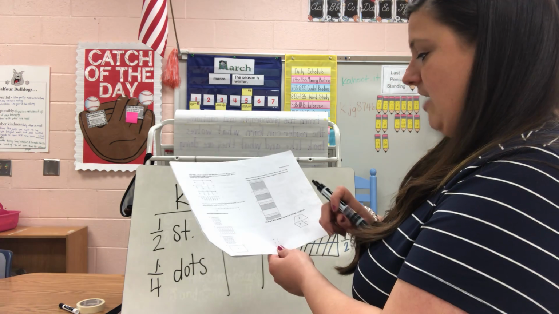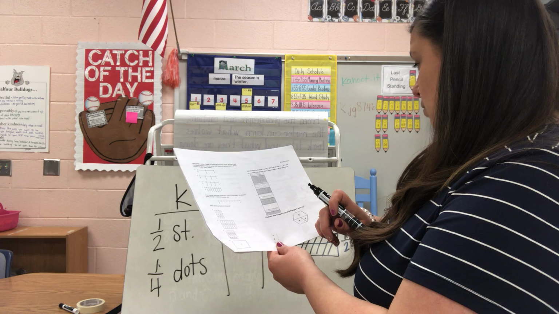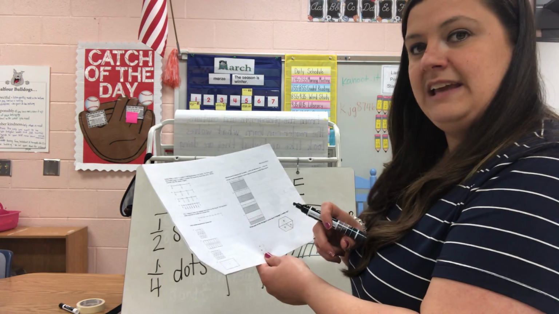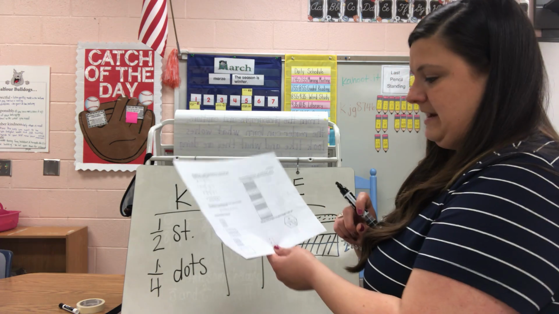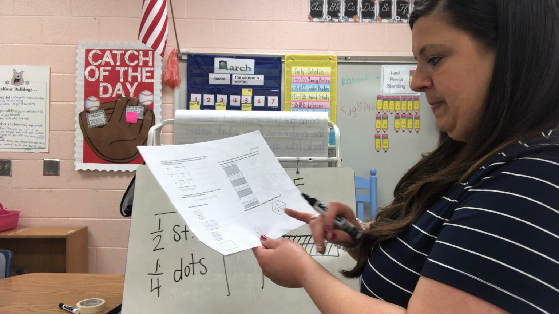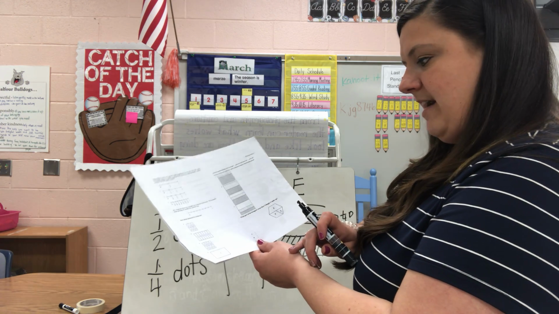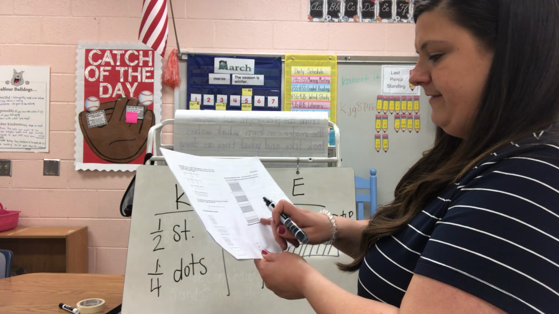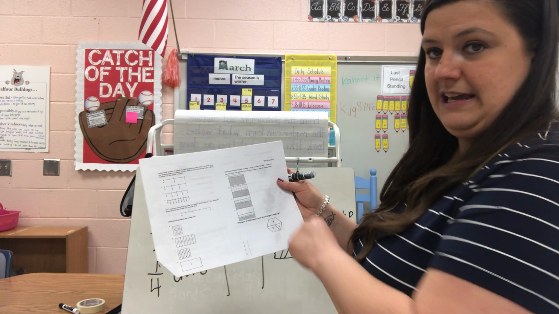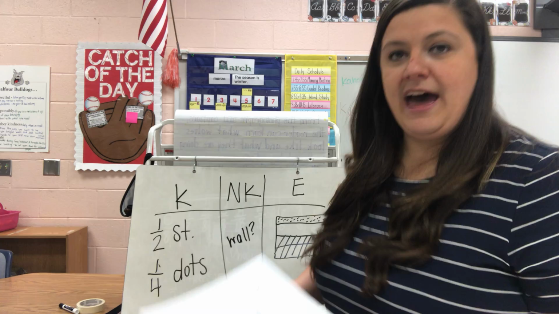Look at C. Do we have half stripes? Yes. And 1/4 dots? Yes. And 1/4 white? Yes, we do. So C would be the correct answer. But let's look at D. Why is D not the right answer? Are our stripes half of the shape? No, it's 1/4. So the correct answer would be C. Let's look at our last problem together.